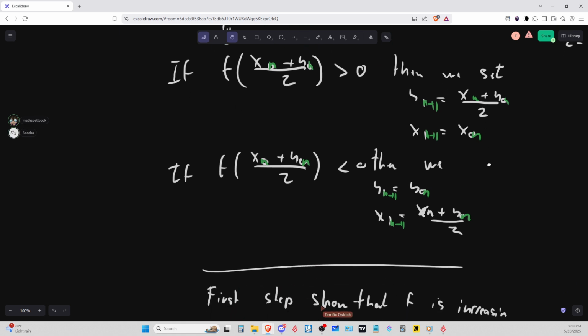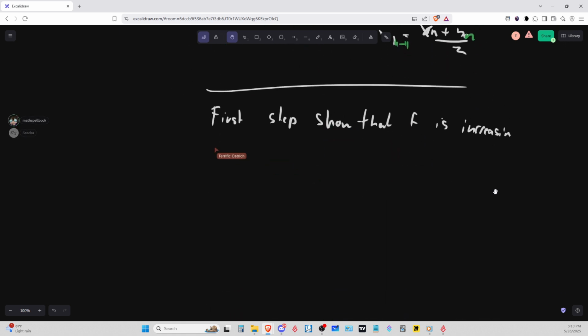Okay, so the first step is to show that f is increasing, and what we're going to do is we're going to prove that the function g of x, which is given by x squared, is increasing for positive x. Okay.